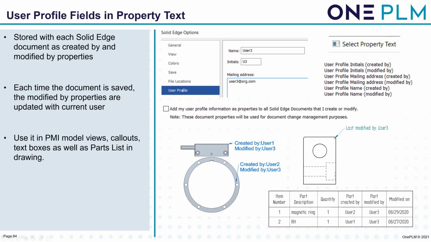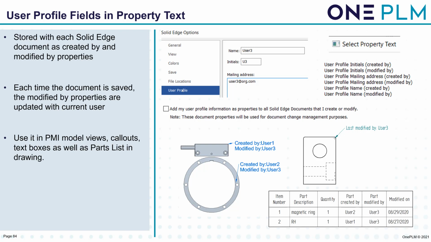So user profile fields in property text. So this is something when we're working again with drawing frames and we want to see who it was created by, who it was modified by, and we don't want to be using our Windows login ones. It might just be the computer name, might be a random number. So we can now use the user profile information from Solid Edge options within our drawing frames.